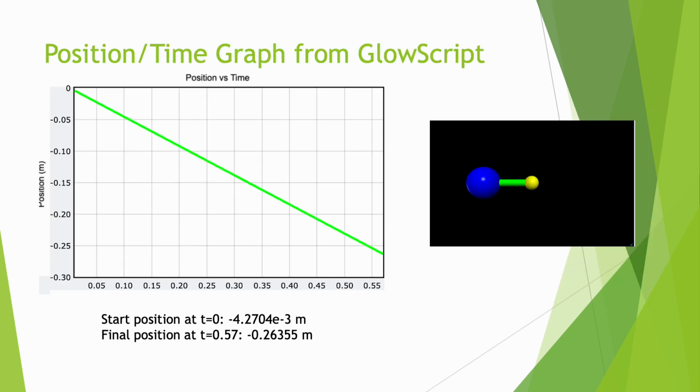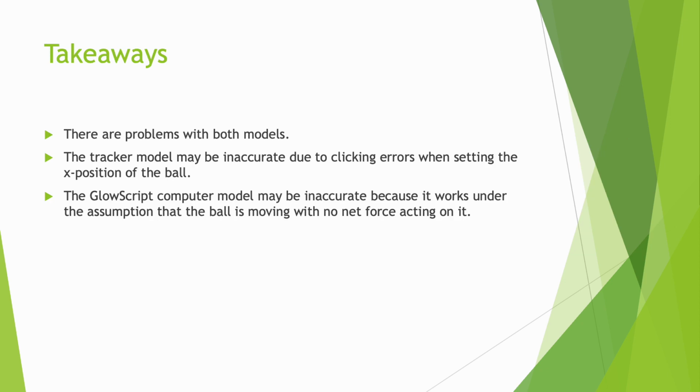And here's the graph from the glow script, which started at time 0 and ended at 0.57 seconds. It started at, sorry, negative 4.27 times 10 to the negative 3 meters, and its final position at 0.57 seconds was negative 0.26355 meters.